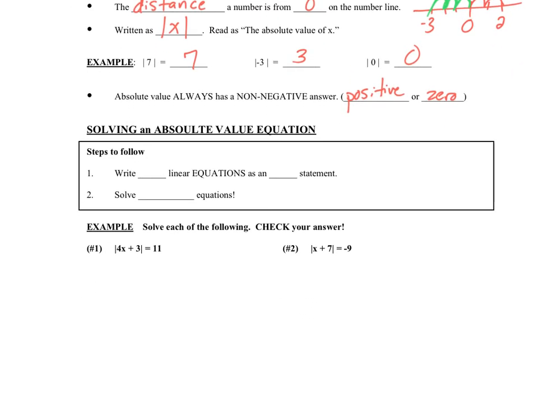So solving an absolute value equation, steps to follow. First, we write it as two linear equations, and we're going to use an "or" statement in between there. And then second, we're going to solve both equations.